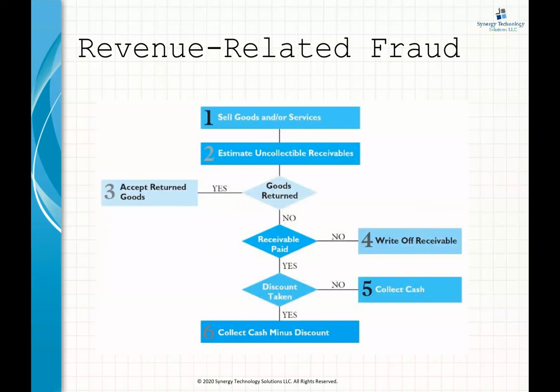So this is the normal transaction. That's usually how it happens. You sell goods and services, then you estimate the uncollectible receivables. If the goods are returned, yes, and this is schematic.